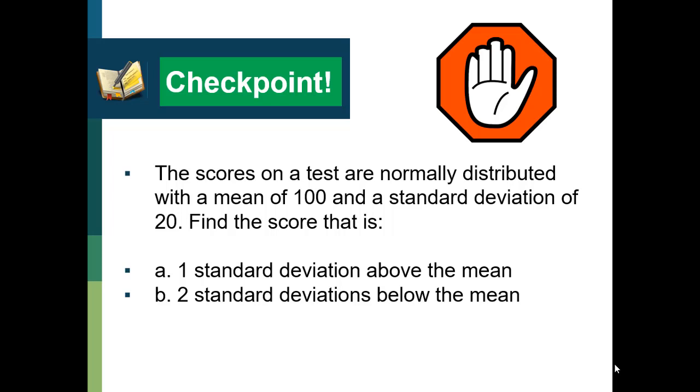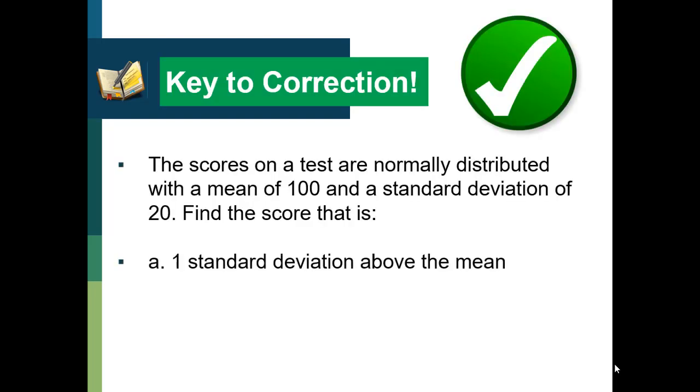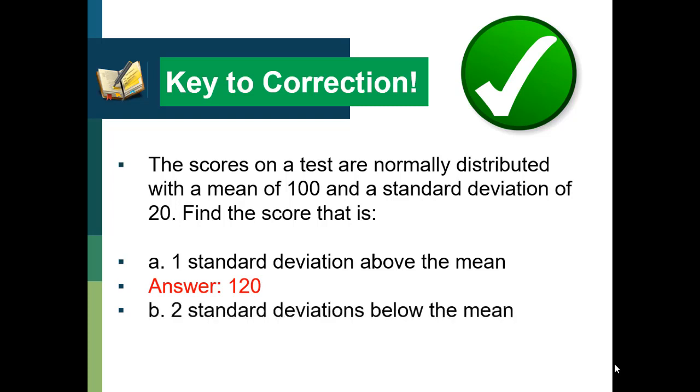Is that clear? Alright. So I think you now have your answers. Here is your key to correction. For 1 standard deviation above the mean, that is 1 times 20 plus 100, which is 120. For 2 standard deviations below the mean, that is 2 times 20 subtracted from 100, and that will give you 60. This is very easy, right? Let's continue.